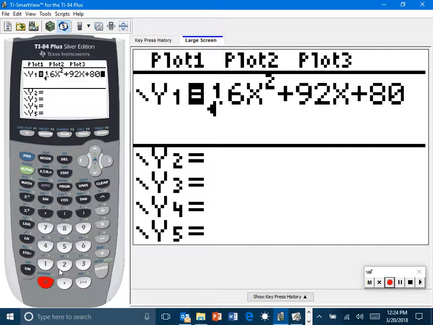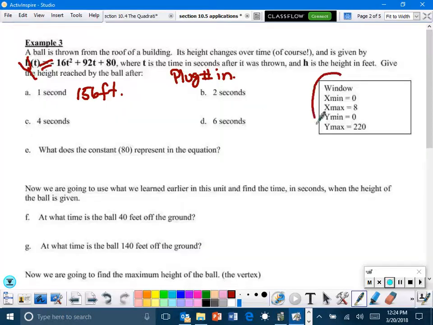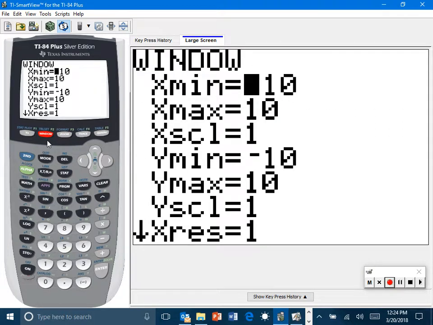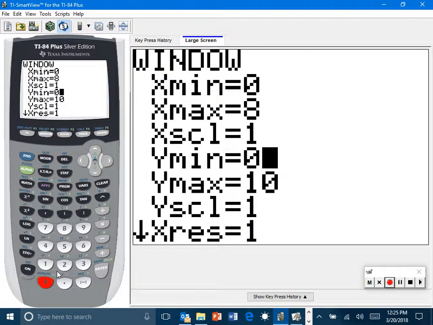Now, you'll notice on the sheet right here on the right side, it gives us a new window dimension. So we need to redo the window. On our calculator, let's go to the window and change the numbers. X min is 0. X max is 8. Leave the scale 1. Y minimum is 0. Y maximum is 220. Now, think about why I picked those numbers. See if you can figure it out. All right, let's hit the graph.